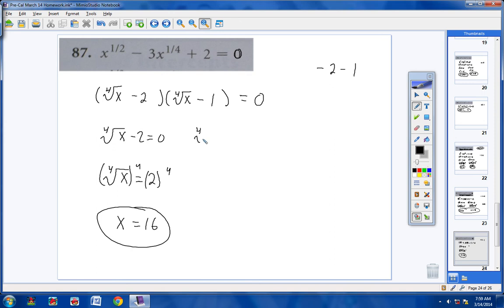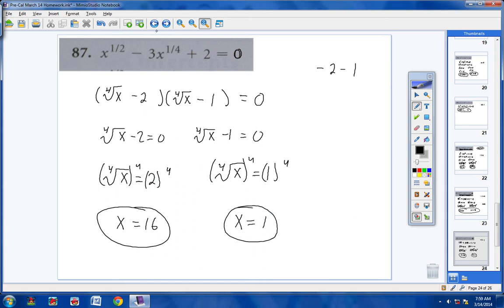Then over here I have the 4th root of x -1 equals 0. So next I have the 4th root of x equals 1. Bring the 1 over, make it positive. Because you have a 4th root, raise it to the 4th power. Raise this to the 4th power. The 4th root raised to the 4th power is x. 1 times 1 times 1 times 1 is 1.